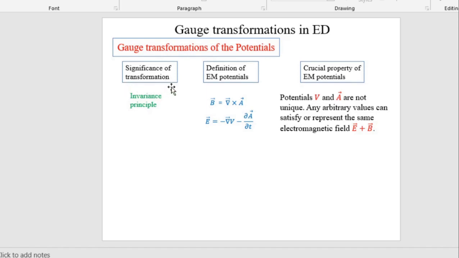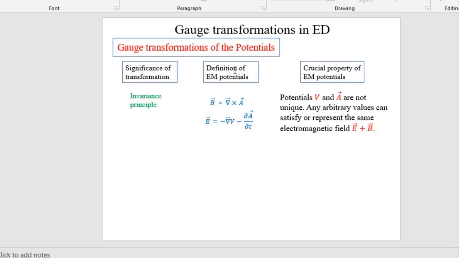For example, coordinate transformation, Galilean transformation, time translation, etc., before studying this gauge transformation. And we have found a very significant point regarding these different transformations, that generally a transformation in physics is related with some kind of invariance principle.